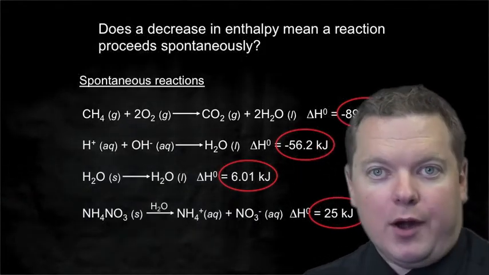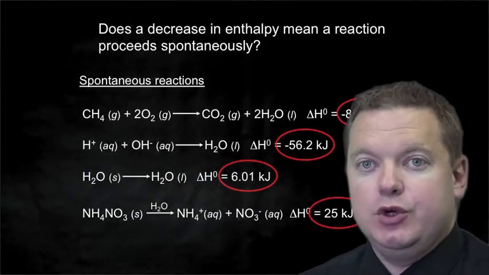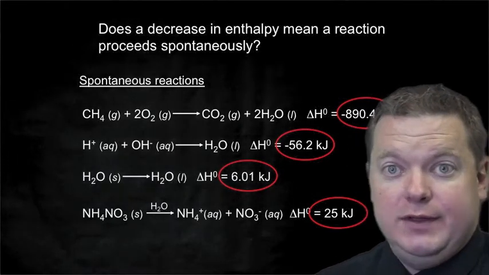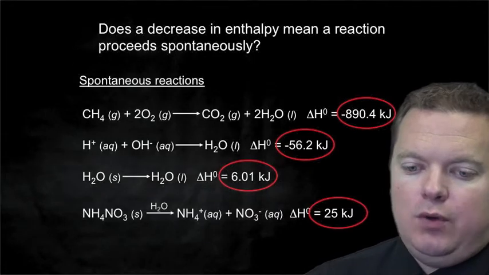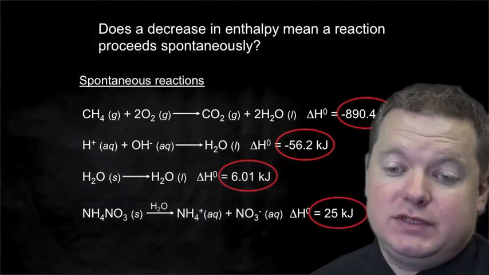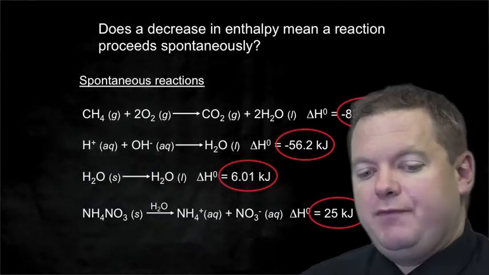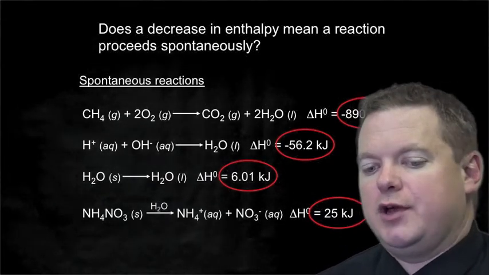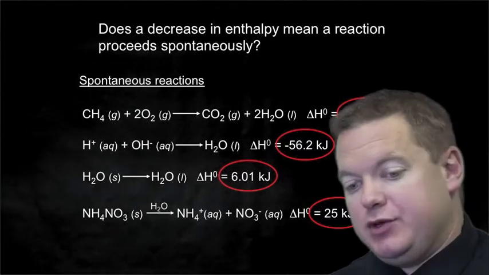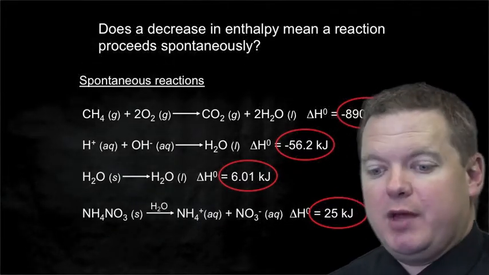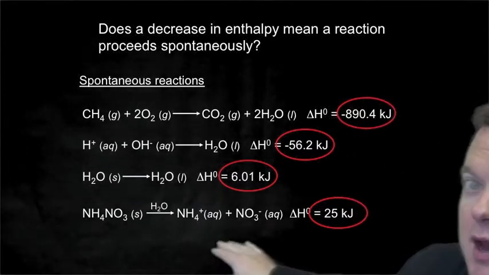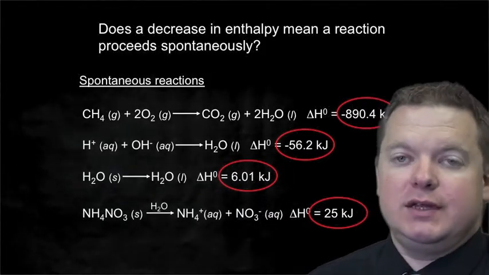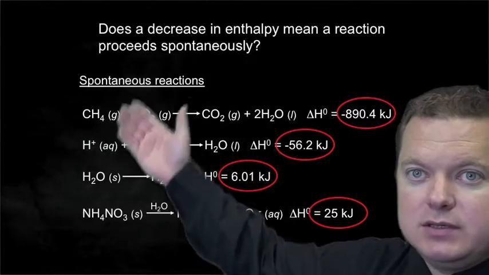If we look at water going from a solid, ice, to a liquid at 25 degrees, this is spontaneous, right? But it has a delta H value of positive 6. It's a positive number now. If we look at ammonium nitrate dissolving, it's soluble, remember our rules of solubility. So it's going to break into its NH4 plus ammonium ion and the nitrate ion. But again, it has a delta H value of positive 25. So you can see all of these processes are spontaneous.